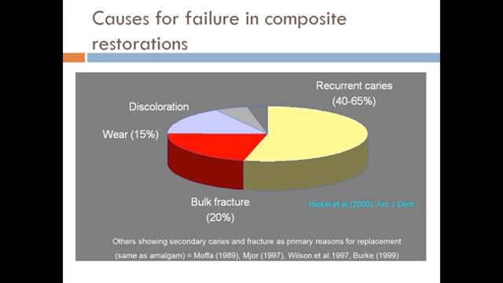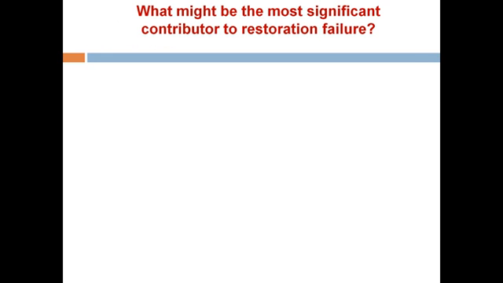So again, as we talked about at the beginning, the causes of failure in composite restorations have to do with recurrent caries as more than half. More than 50% of the restorations are replaced because of secondary caries, 20% because of bulk fracture, and the others are wear, discoloration, and other reasons. And there are a lot of different papers that show that this is the case, that recurrent caries is by far the main reason for replacement of the restorations.